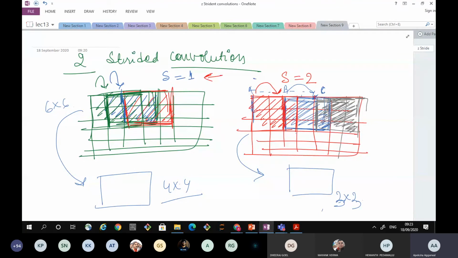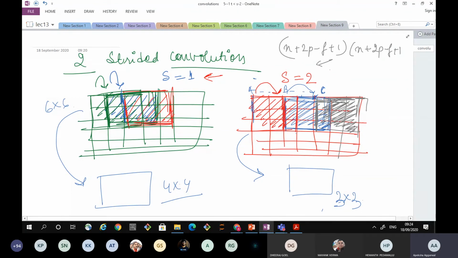Striding is basically how much I shift my filter over the image to the right. So this is striding. Now, if I do striding, my formula for calculating the output size changes. Initially it was n plus 2p minus f plus 1 cross n plus 2p minus f plus 1.